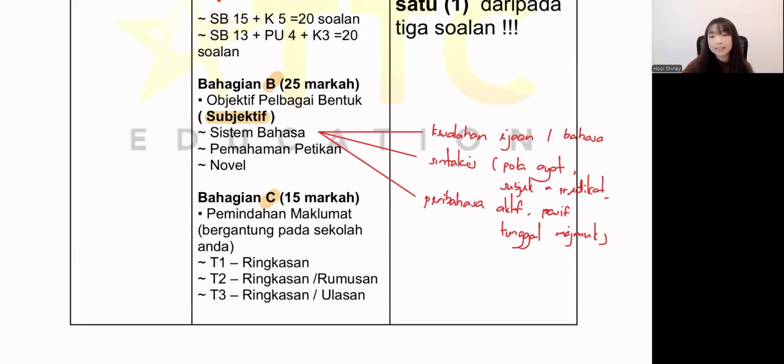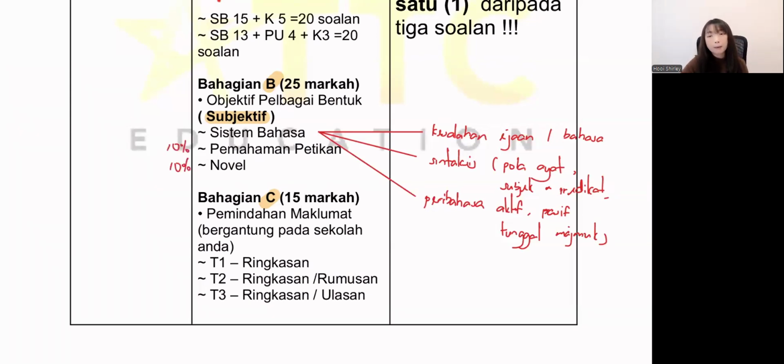So this will be exactly like what we did in our previous class, okay, which is April week 3. Then the next one is the pemahaman. This one is the comprehensions and also novel. So comprehensions normally it will be 10 marks and novel it will also be 10 marks.